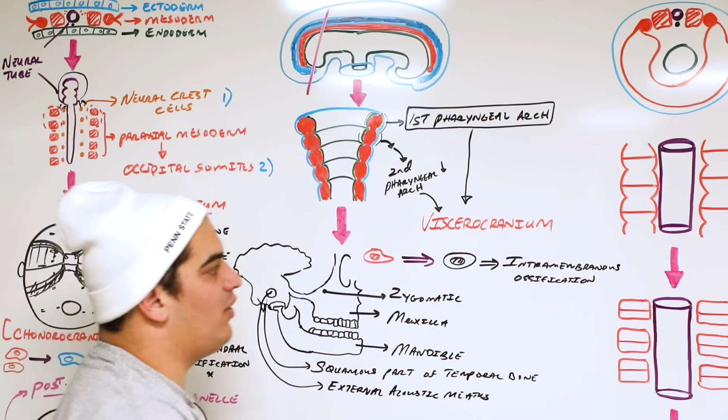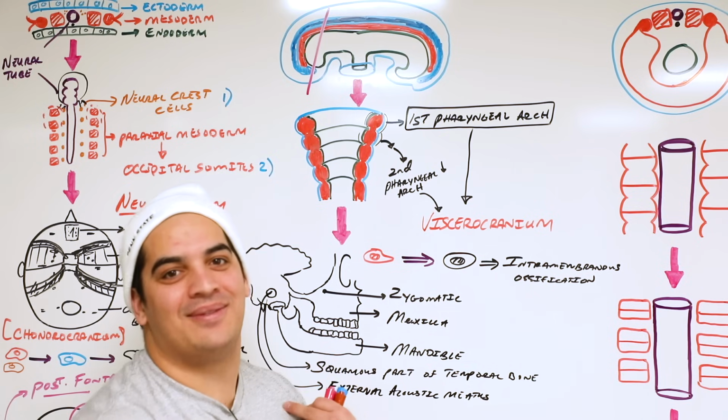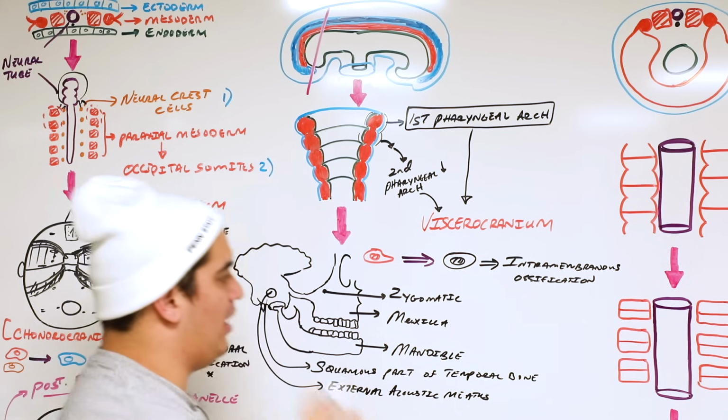Now, intramembranous ossification, we already said what parts develop from the top of the skull, including the facial bones. There's only one other area, the clavicles. Everything else is endochondral ossification.